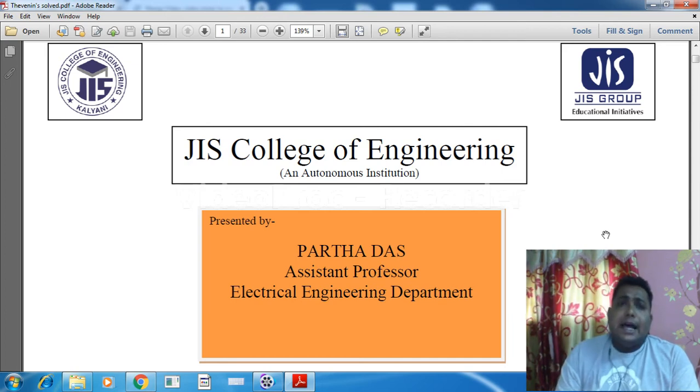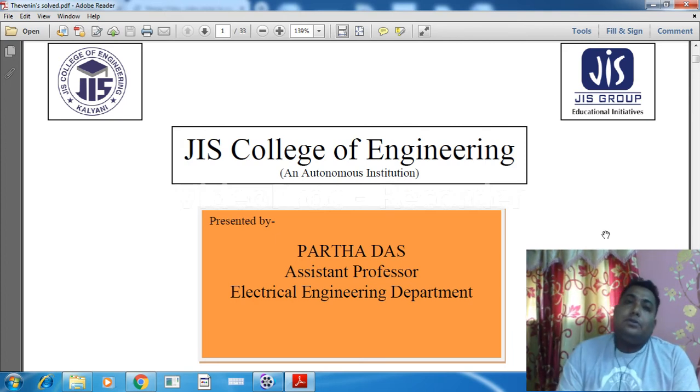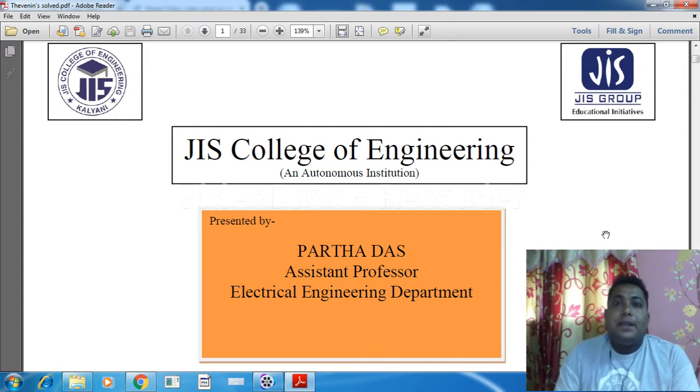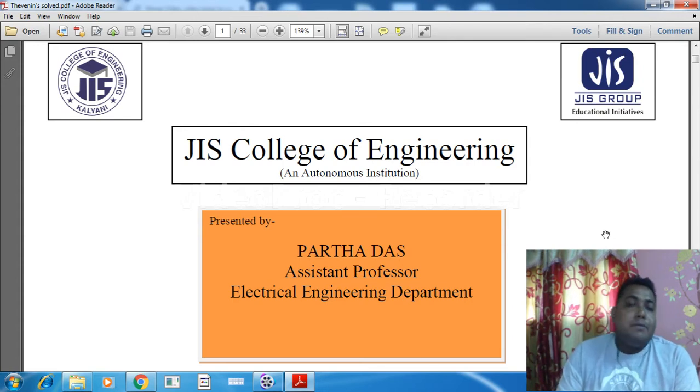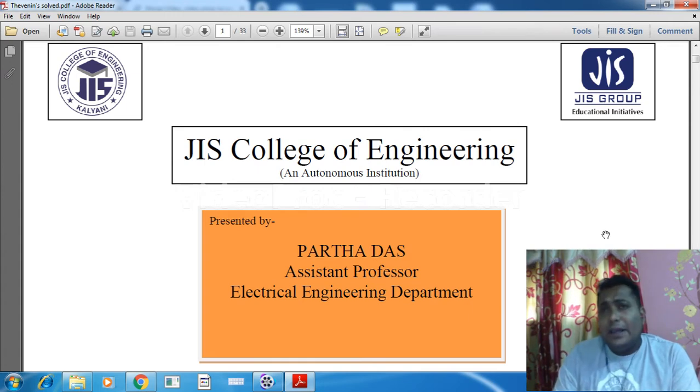So in today's class, we are going to do the problems on Thevenin's theorem and maximum power transfer theorem. In the previous classes, we have separately done what Thevenin's theorem is and the steps to follow to solve it, the procedure. And in another class, we have done what the maximum power transfer theorem is, and the proof for the condition of maximum power transfer. So those things we have done.